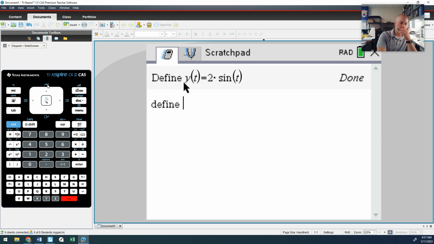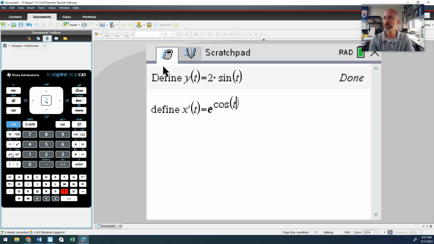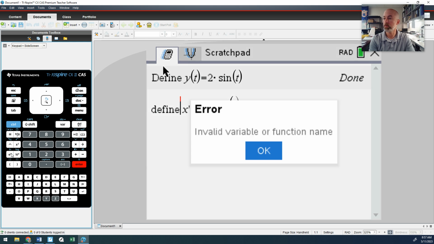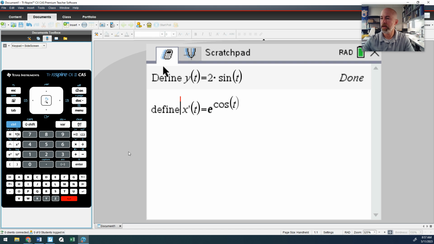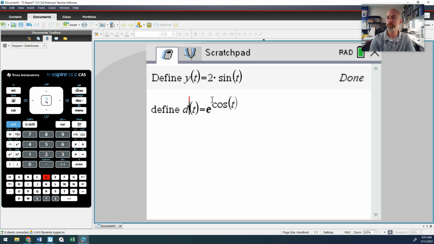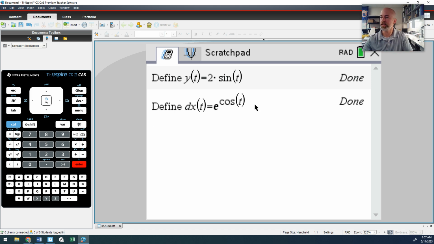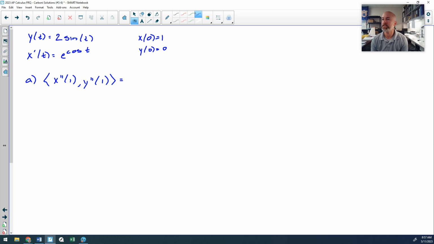Okay, now x is a tricky one. It's the derivative of x. I wonder if I can do x prime of t equals, I don't think this is going to work. I think I'm going to blow my calculator up here. e to the cosine t. Oh, I know what I can do. Yeah, I didn't think that was going to work. So let's escape. I'm going to call it dx of t, the derivative of x of t. So dx of t is e to the cosine t, and that will work. And I'm going to make note on my written work that this x prime of t is stored for dx of t in the calculator. That way I can keep that straight.